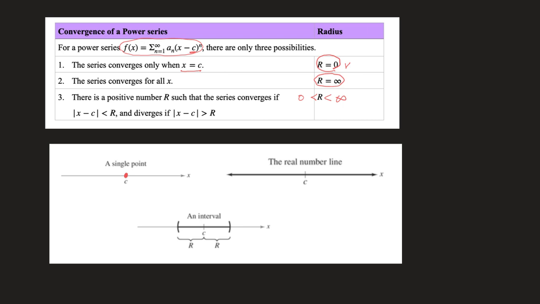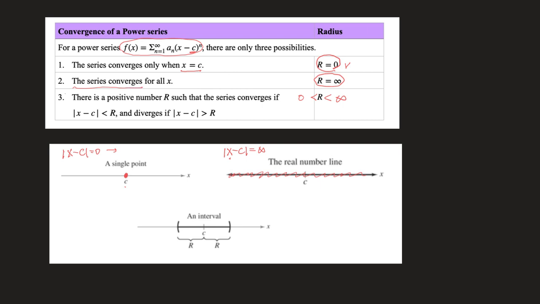A single point. A radius of 0 means x minus c is 0. You're going to find the x value whose distance from the center c is 0, only one point. That's the single point. Only c is going to converge. If the radius R is infinity, the meaning is that x minus c can be any distance. You want the x values whose distance from the center is infinity, so everything, all numbers. That means the series is going to converge for any x value.